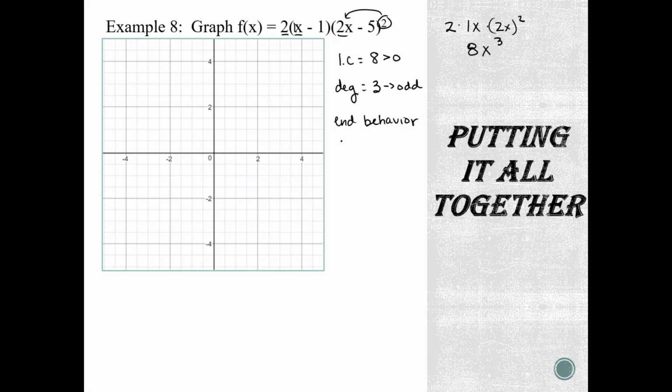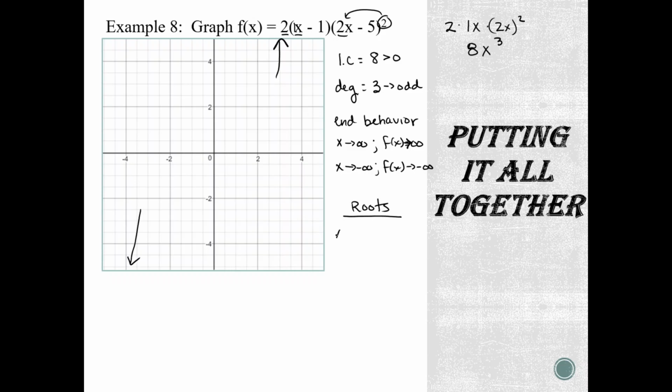Okay? So the end behavior, as x goes to infinity, the function is going to go to infinity. And as x goes to negative infinity, the function is going to go to negative infinity. So I'm going to go like this. Okay, so that's the first thing I do. Now we're going to find the roots.